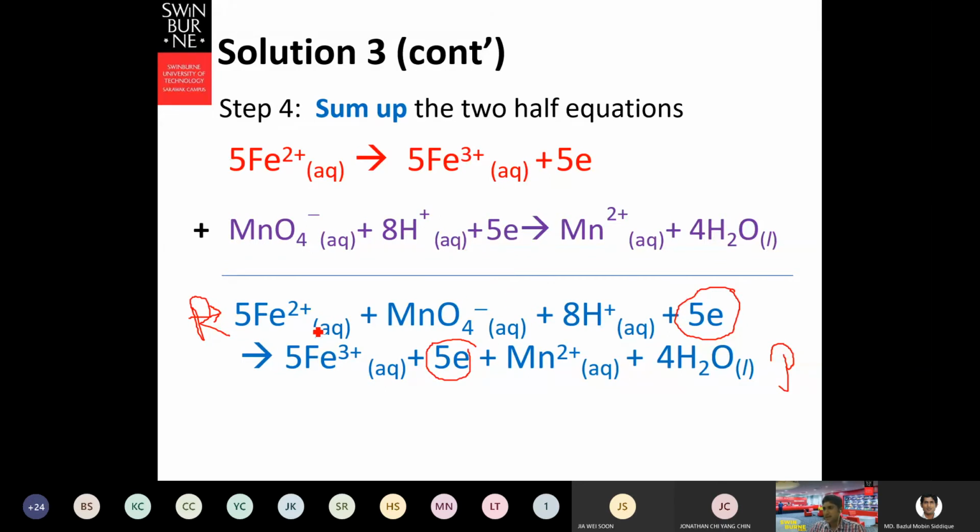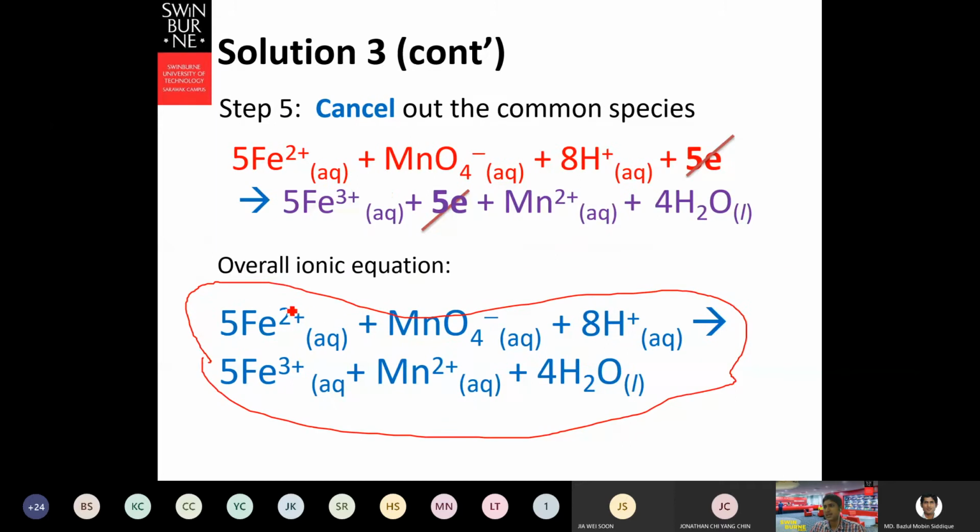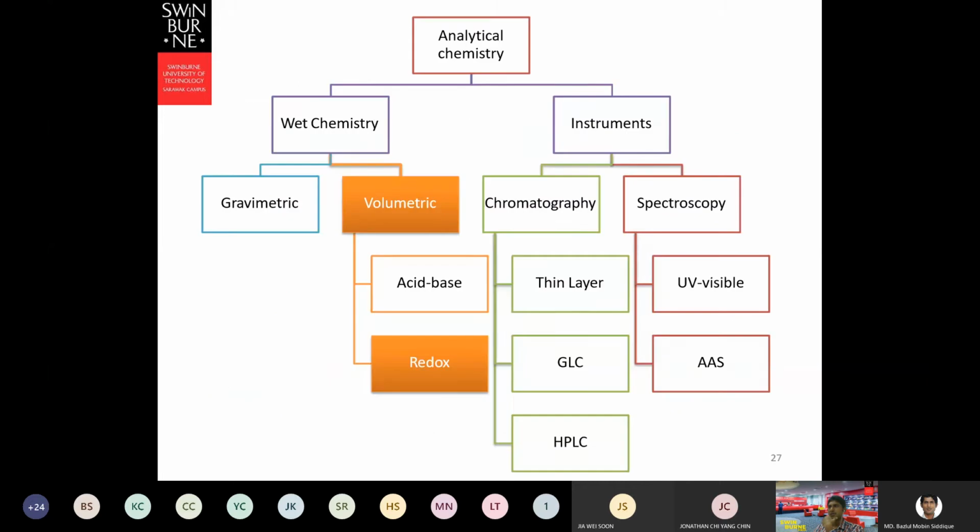If I take this 5 to the other side, I have to change the sign of it. It will be negative, and then they will cancel each other. So I am cancelling these electrons from each side, and I do not need to show the electrons for the overall reaction. Okay, so this is the overall equation.